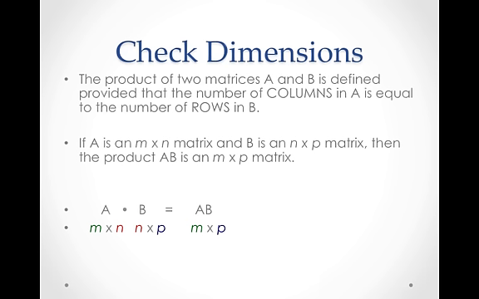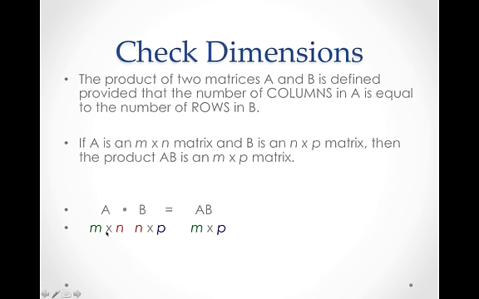All right, matrix multiplication. The product of two matrices A and B is defined provided that the number of columns in A is equal to the number of rows in B. If A is an M by N matrix and B is an N by P matrix, the product AB is an M by P matrix.